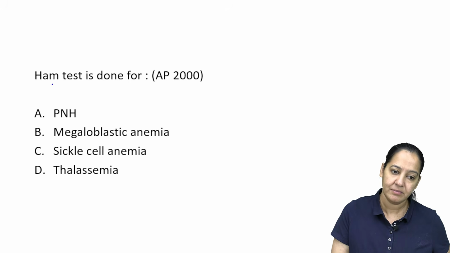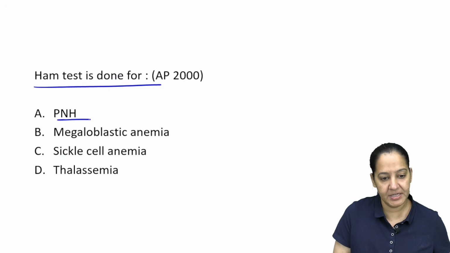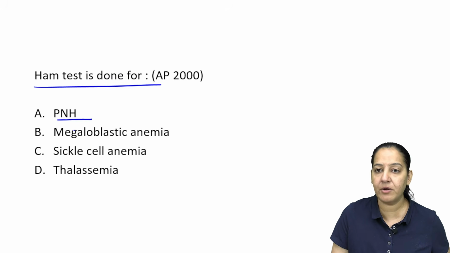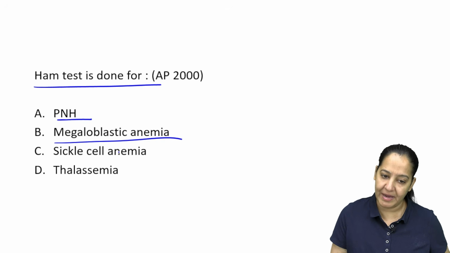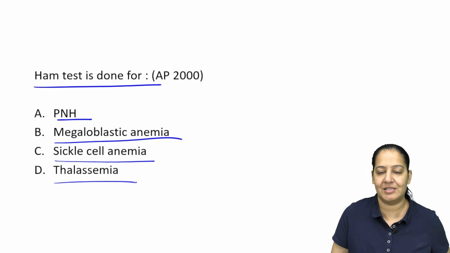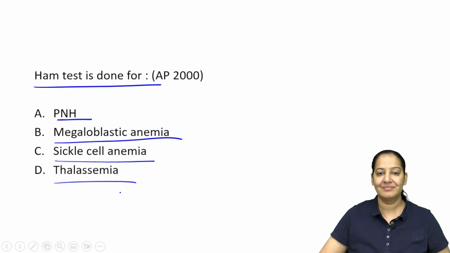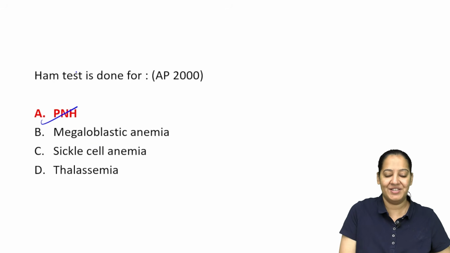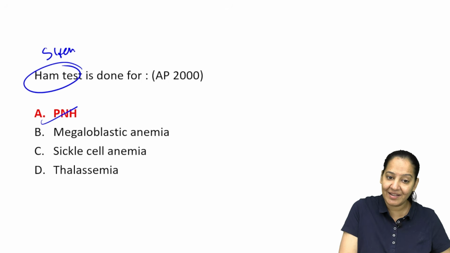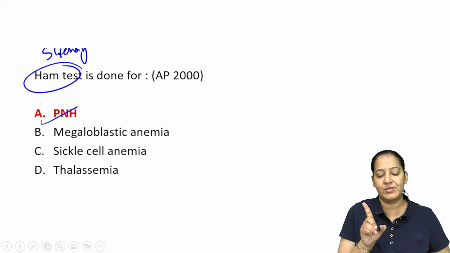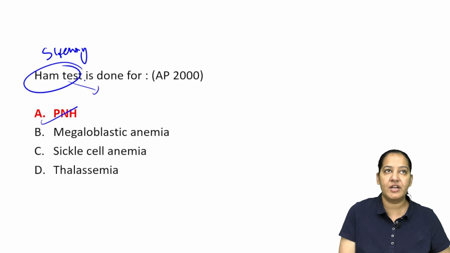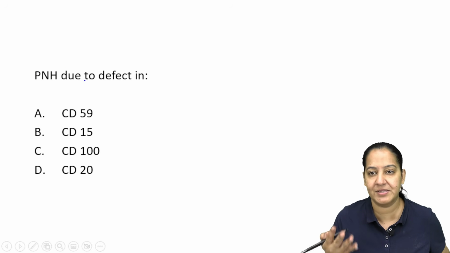The next question: heme test is done for. Is it PNH, that is paroxysmal nocturnal hemoglobinuria, or megaloblastic anemia, or sickle cell anemia, or thalassemia? Can you please try? The question is very easy. I hope you all are right. The correct answer is PNH. So heme test is the screening test for PNH. The confirmatory test is flow cytometry, right? In the heme test, we artificially acidify the serum and look for hemolysis of RBCs.